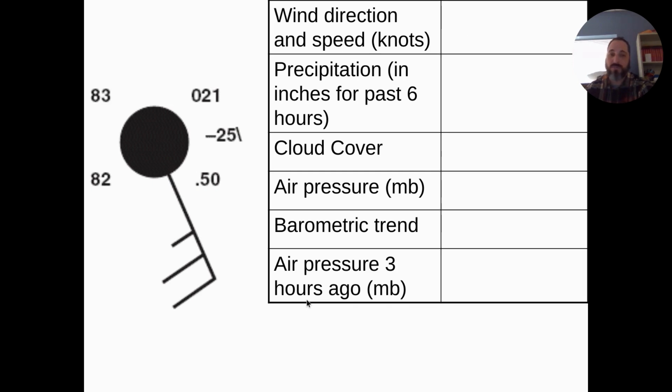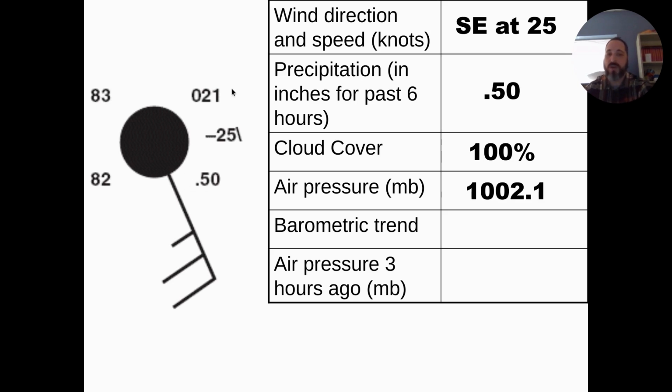All right, I want you to try this one again, then I'm going to put up the answers in a minute. All right, so wind direction. Southeast at 25. Precipitation, we got 0.5, that's down here. Cloud cover 100%. Air pressure 1002.1. Barometric trend, so it was 2.5 and falling. It's going down, you can see right there, and the negative. So it means we're going to add that instead of subtract it to 1002.1, and we get 1004.6 as our air pressure 3 hours ago.